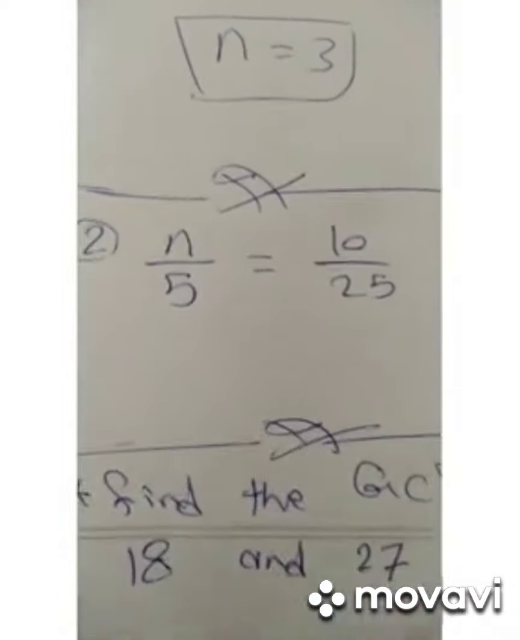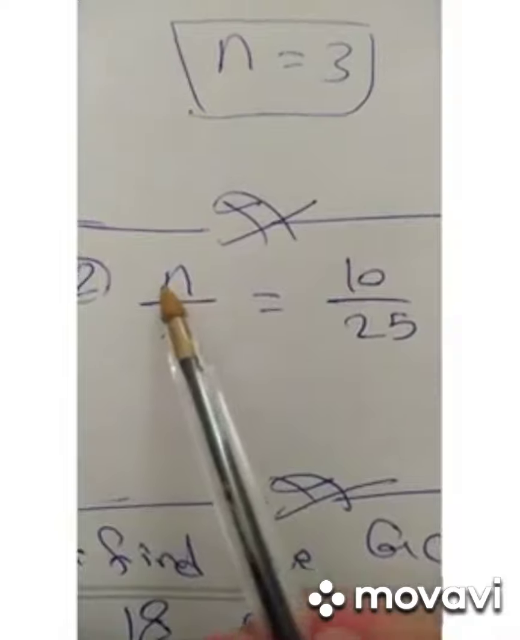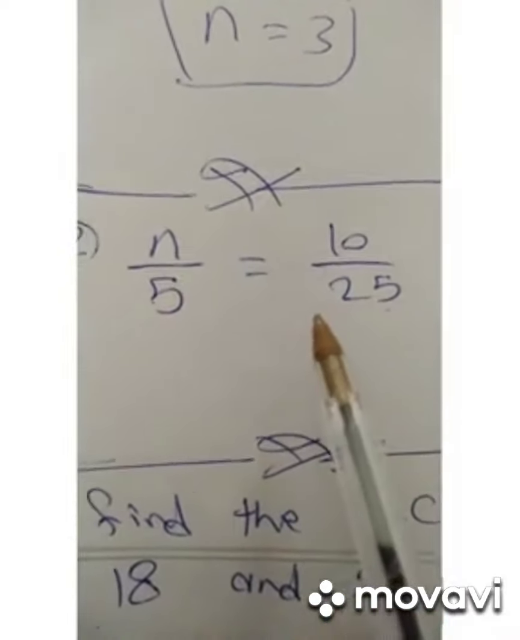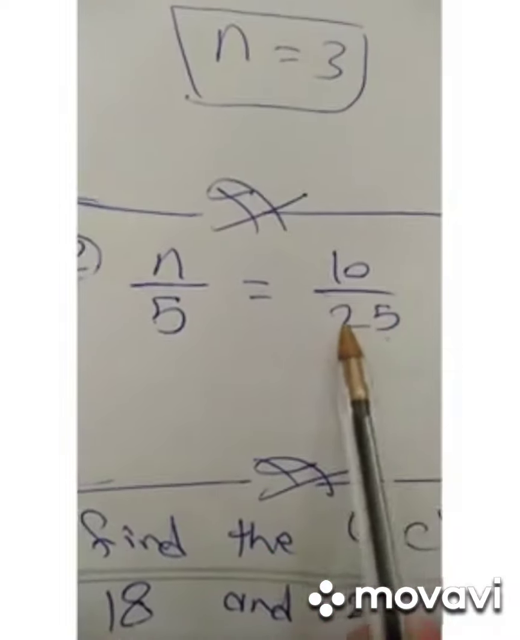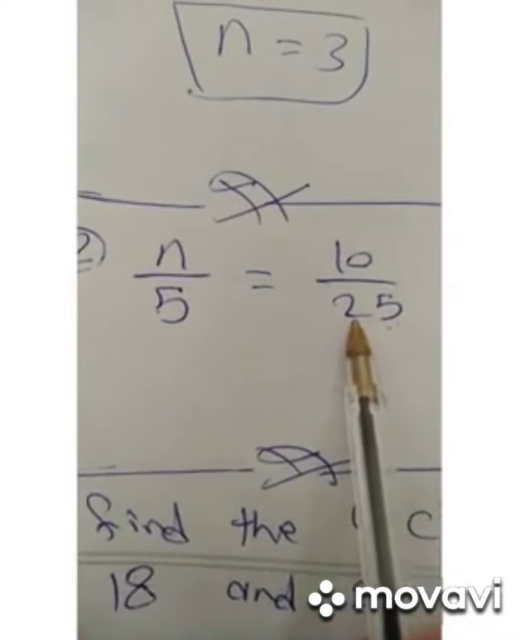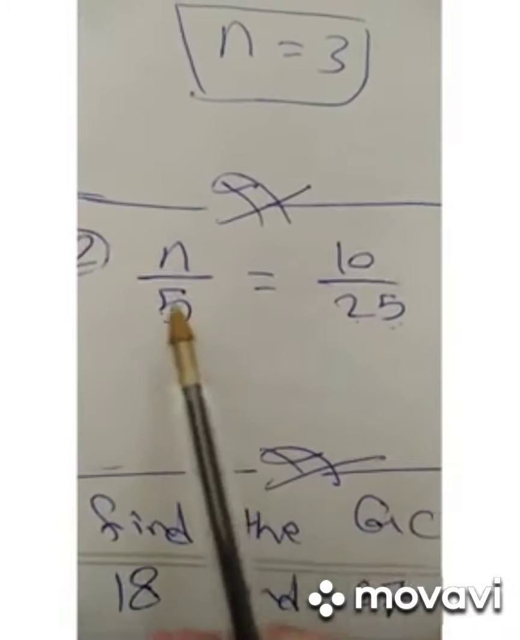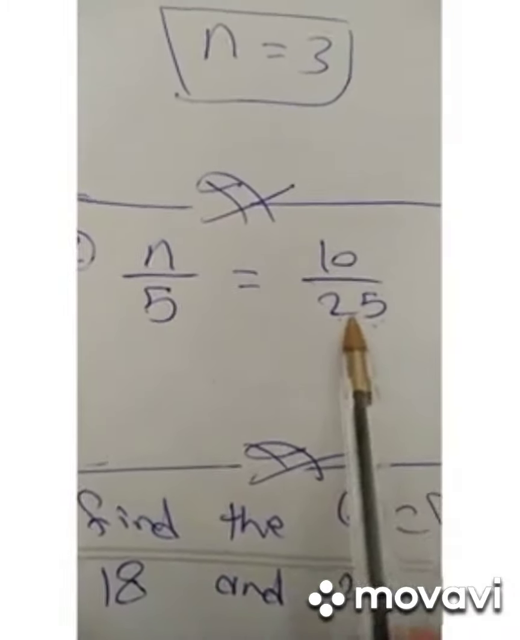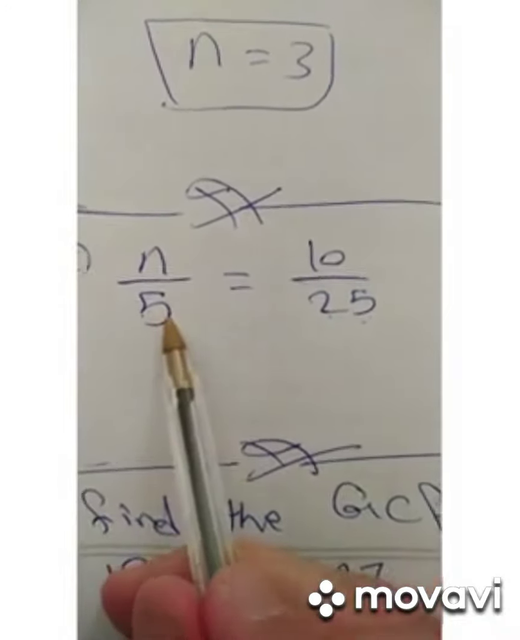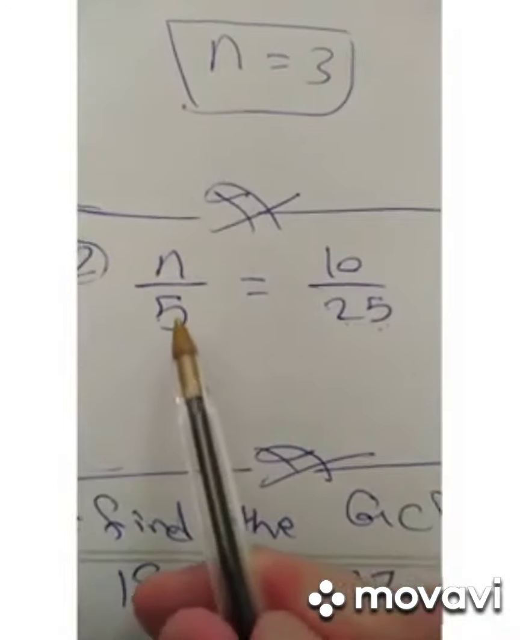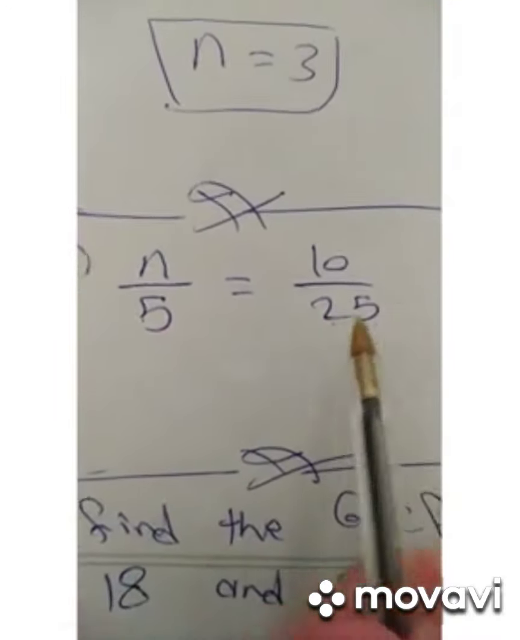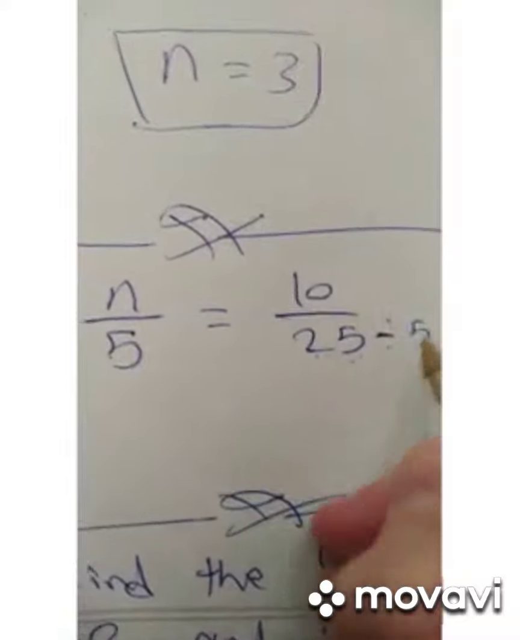Number 2. We have in this side n over 5 equals 10 over 25. Look at this side. We want to change 25 to be 5. So we will multiply or divide, yes, from greater to smaller. So we will divide this side by what? 25 over what equals 5? Or in another way, what is the number times 5 that gives us 25? Yes, 5 times 5.